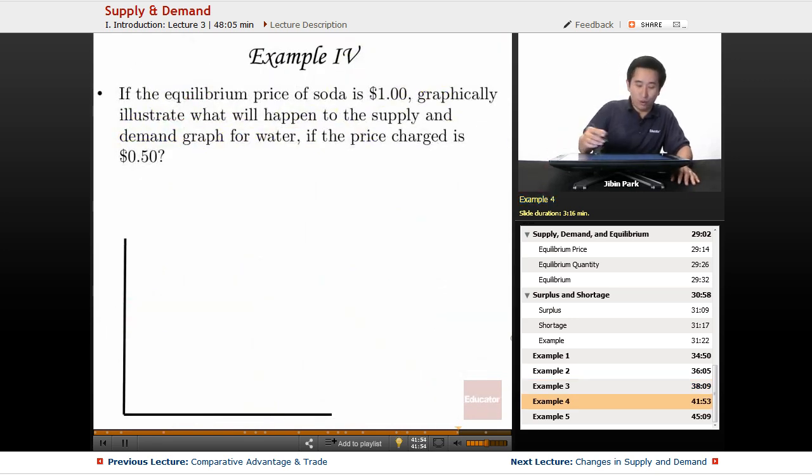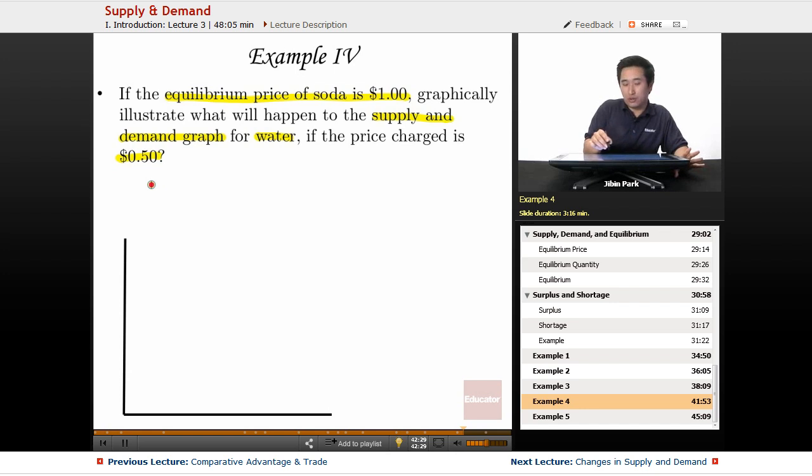So example number 4 here. What we're going to do is take a look at what happens if the equilibrium price of soda is $1. Graphically illustrate what will happen to the supply and demand graph for water if the price charged is 50 cents here. So let's say you have a situation here. The equilibrium price of soda is $1.